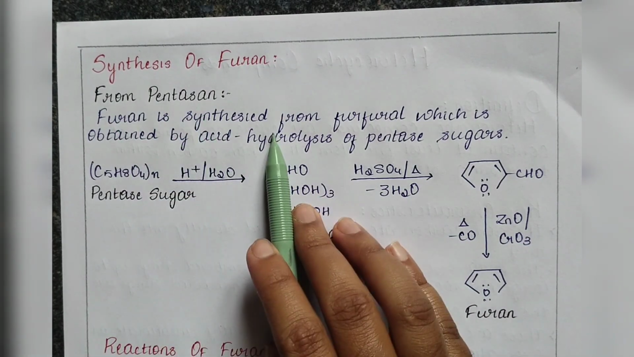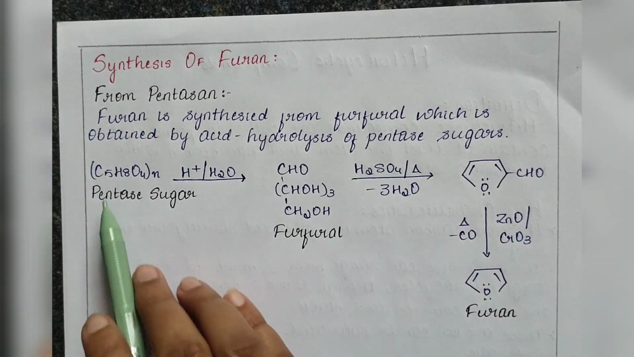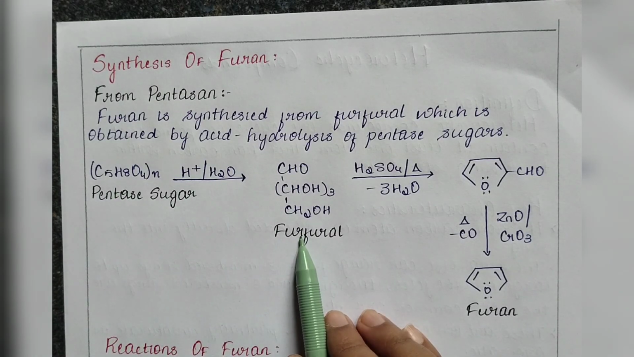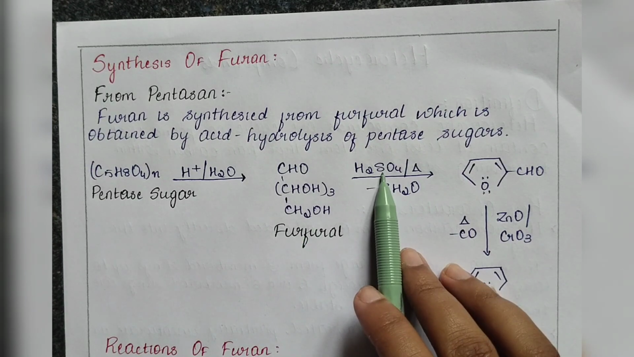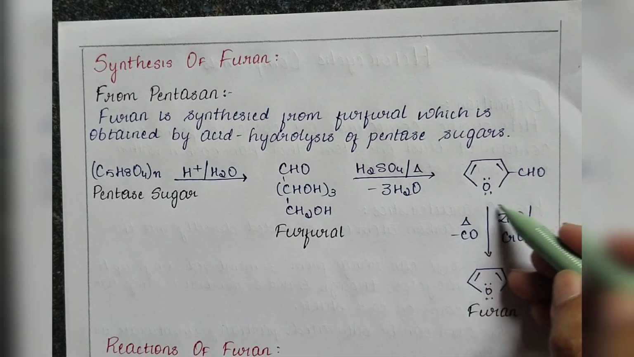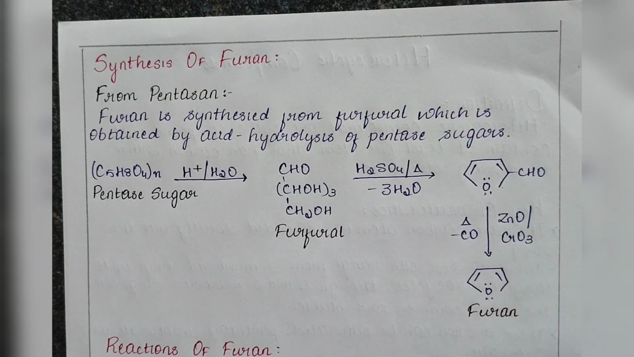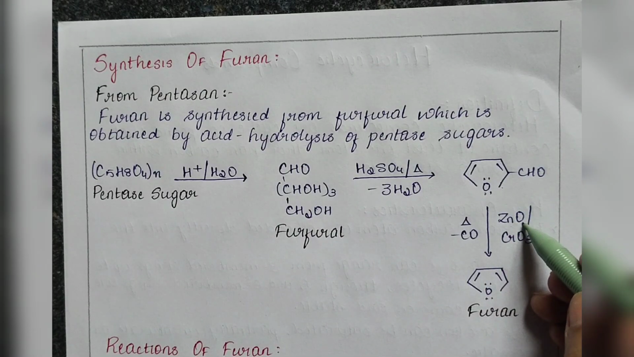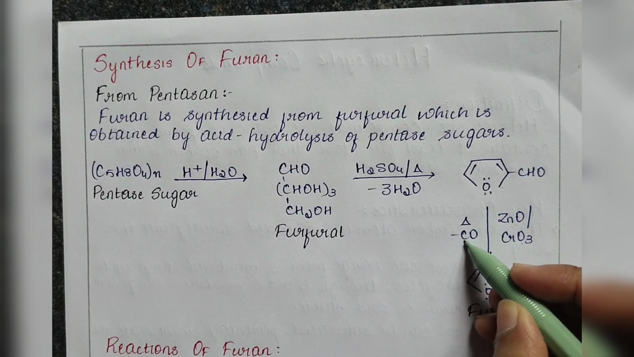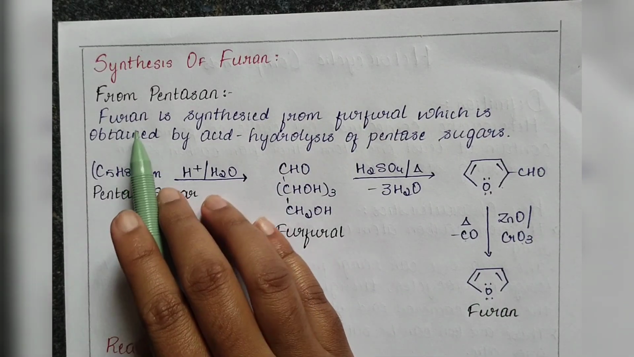Furan is synthesized from furfural, which is obtained by the acid hydrolysis of pentose sugar. Now we'll consider a pentose sugar which undergoes hydrolysis. On treatment with concentrated acid and heat, it loses 3 molecules of water and forms the corresponding aldehyde. When this corresponding aldehyde of furan is treated with zinc oxide or chromium trioxide in the presence of heat, removal of carbon monoxide takes place, leading to the formation of furan. So the synthesis of furan here we are seeing is from the pentosan.